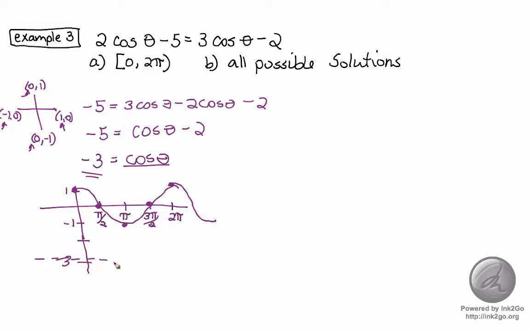So this graph is never ever going to cross that negative 3. So this has no solution. So you have to be careful. Sometimes on our trig equations, there's no solution to the equation. So be on the lookout for that. Now I'm going to give you one to try on your own.